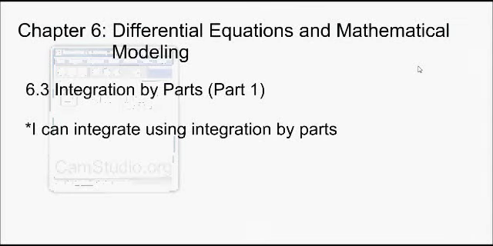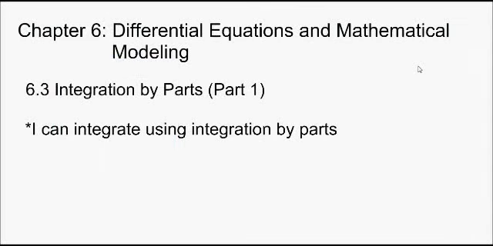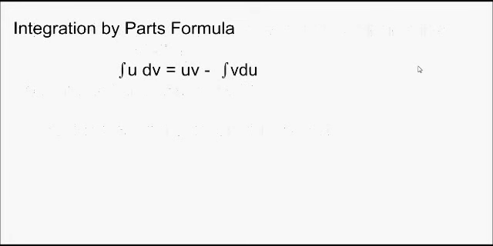6.3 Integration by Parts, Part 1. Your objective for this lesson is to integrate by using integration by parts. The first thing that you need in order to integrate with integration by parts is this formula. So the integral u dv is equal to uv minus the integral v du.